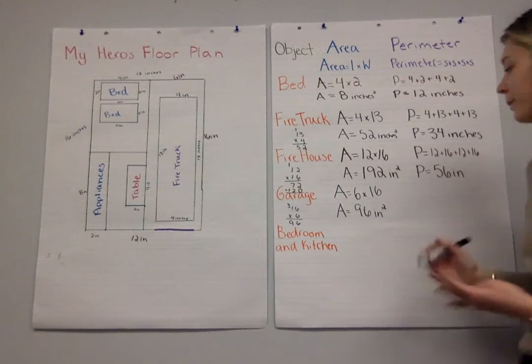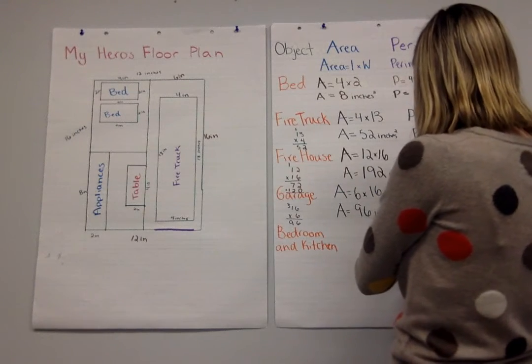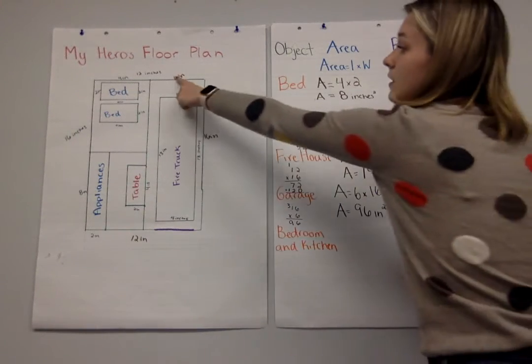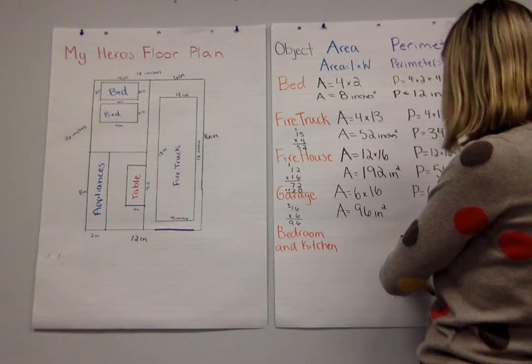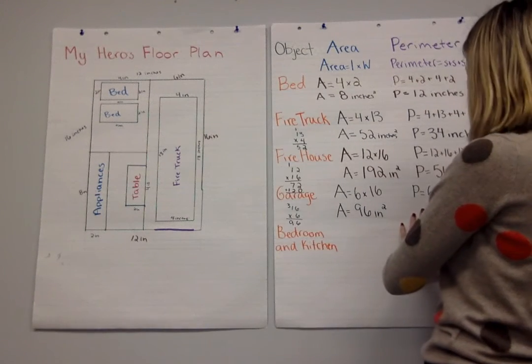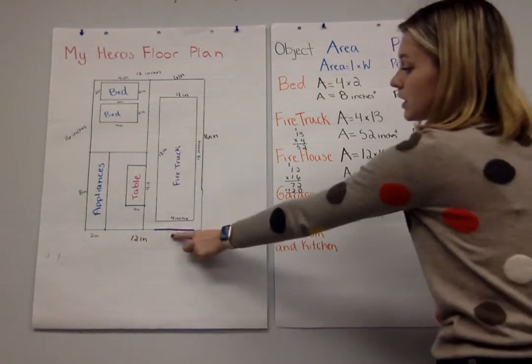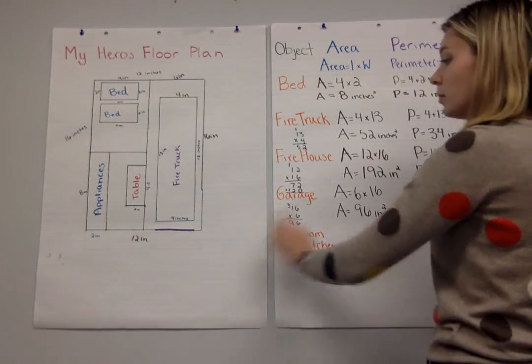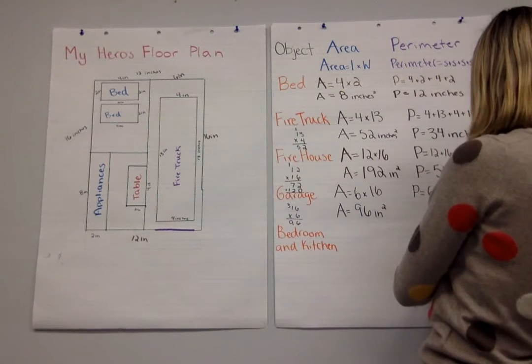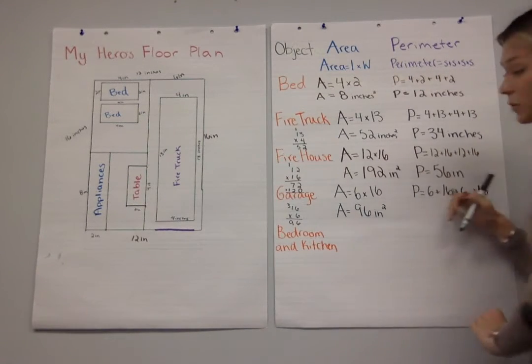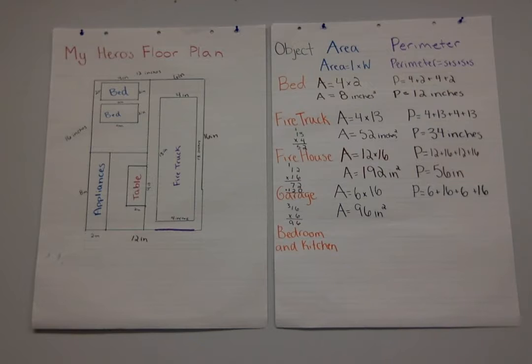Now what about the perimeter? We have to add 6 plus 16 plus, you guessed it, 6 plus another 16. Again, with that pattern of switching off the numbers. So we know that 6 plus 16 is 22, plus 6 is 28, plus 16 is 44.